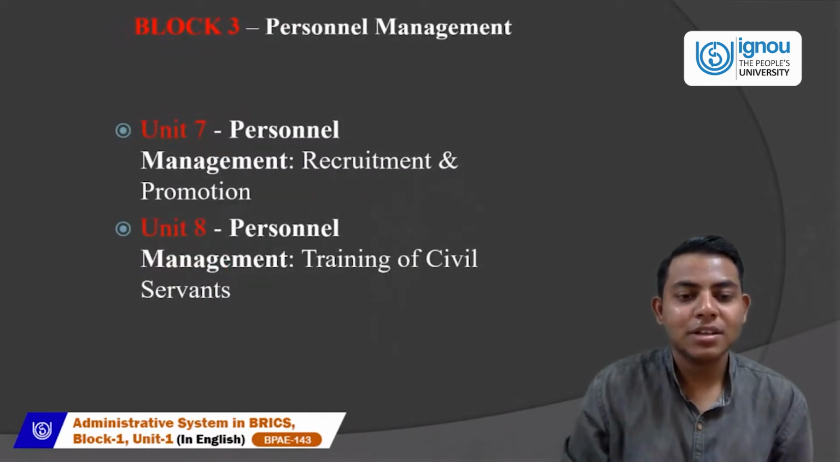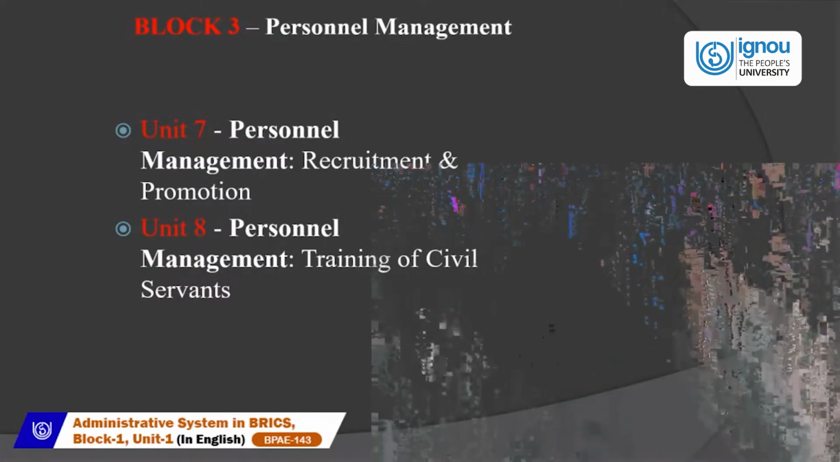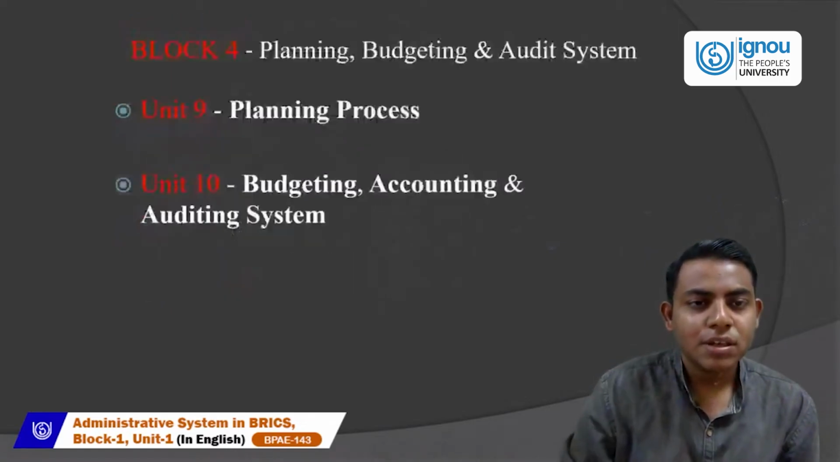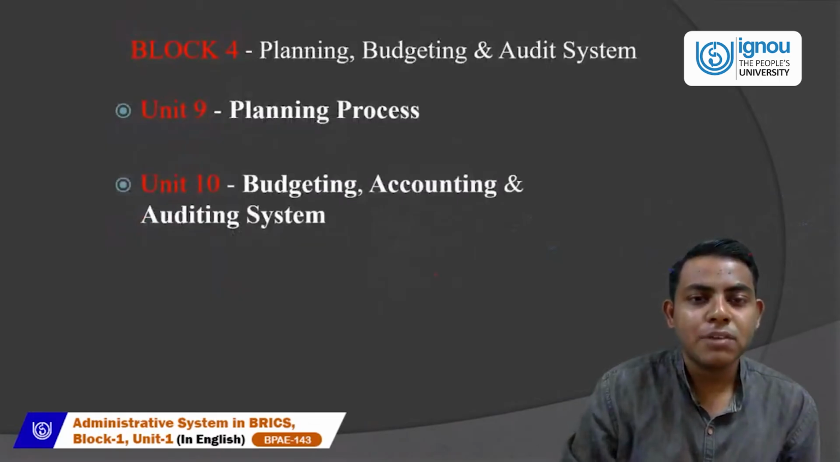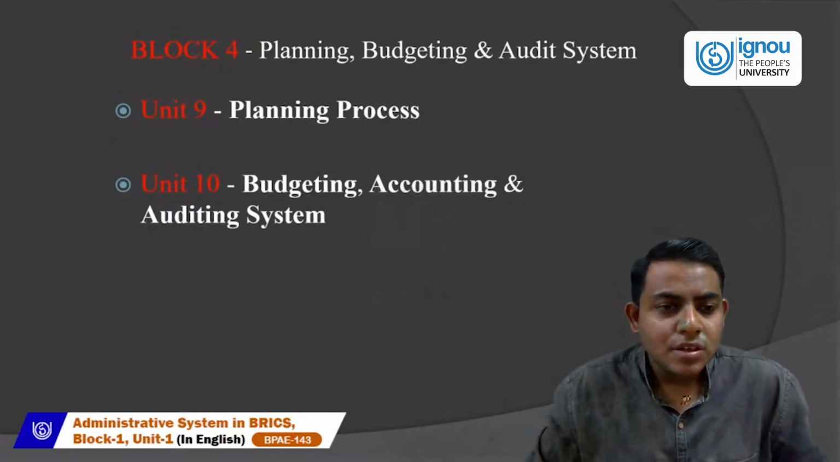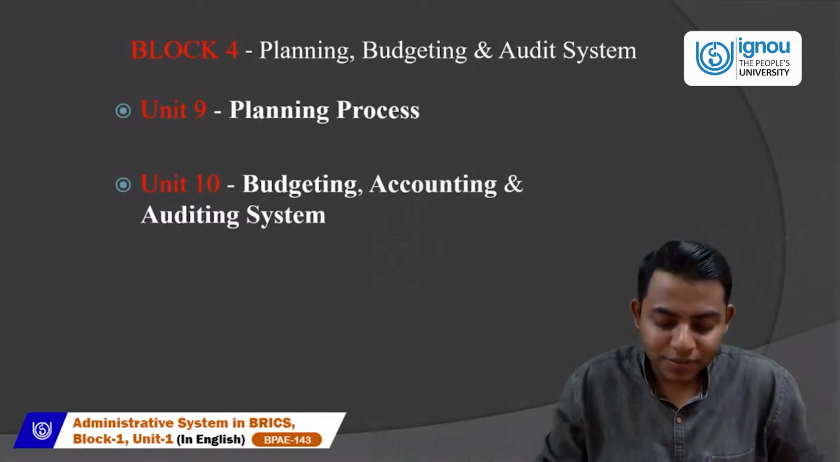The third block is concerned with personnel management. There are two units in the third block, both related to personnel management. The seventh unit is concerned with recruitment and promotion, and the eighth unit is concerned with the training of civil servants in the BRICS countries. The fourth block pertains to planning, budgeting, and audit system in the BRICS countries. The ninth unit relates to the planning process, and the 10th unit relates to budgeting, accounting, and auditing system in the BRICS countries.